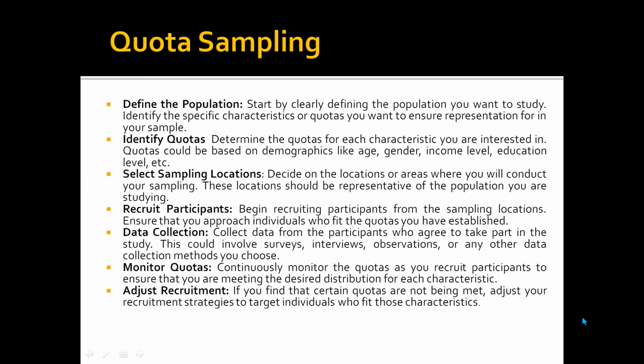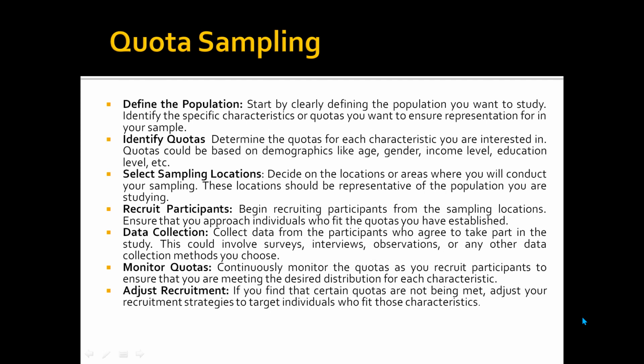The steps involved include: you will have to identify and define the population you want to study. You are going to define them based on certain characteristics you are interested in. It could be age, economic level, educational level, or a particular disease condition. Then when you have identified and defined this population, you set the quotas. And these quotas are those characteristics. You group them one by one: age, gender, income level, educational level. They are now the quotas.